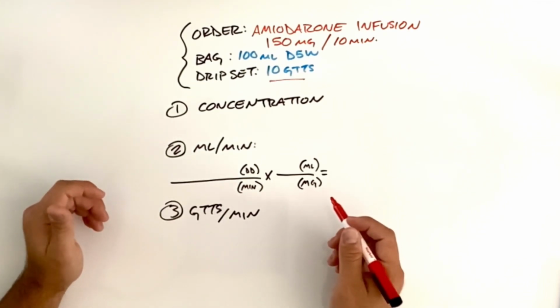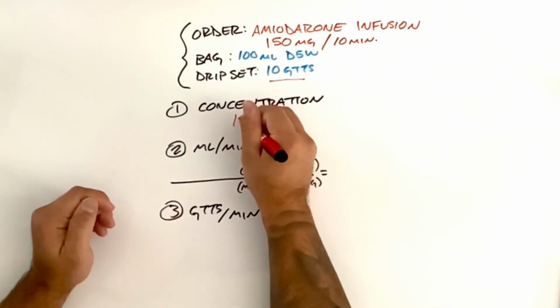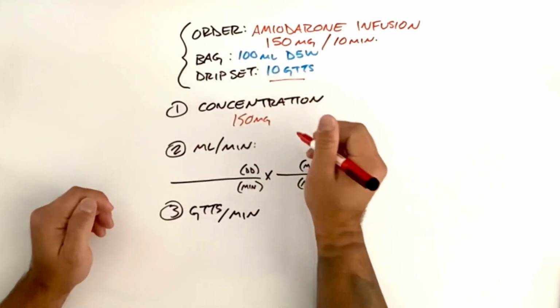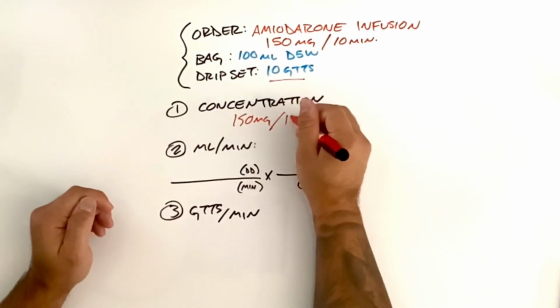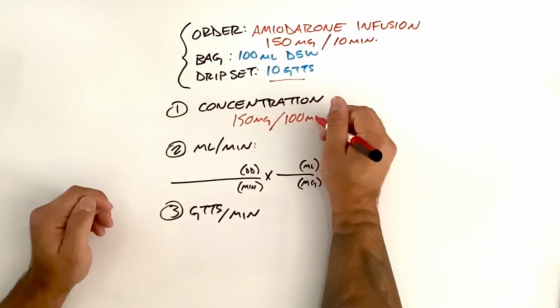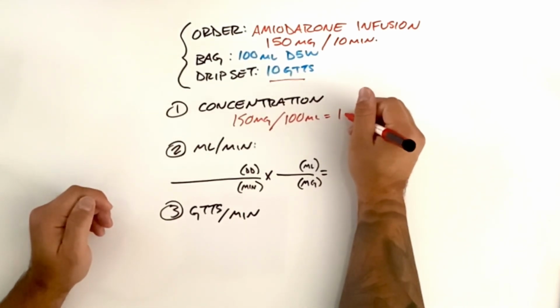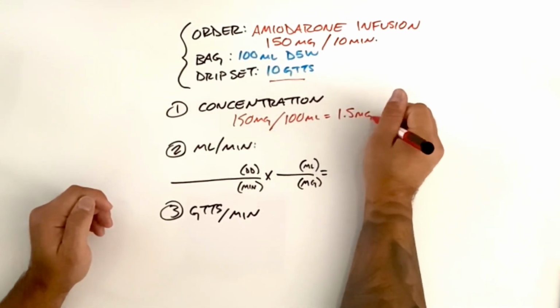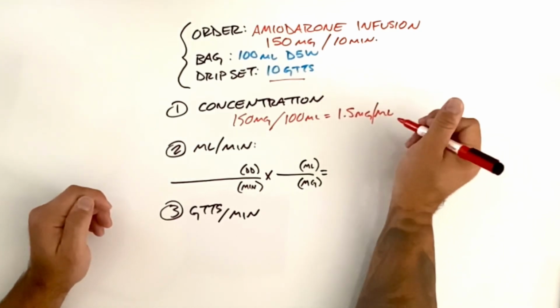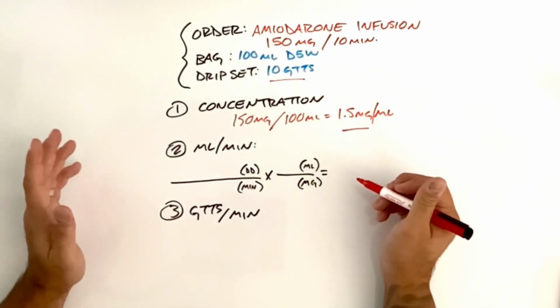So how do we find the concentration? We know we put 150 milligrams into our 100 bag. All we have to do is divide the total weight of our drug by the total volume, and that's going to give us 1.5 milligrams per mL. So there's our concentration. Pretty simple.